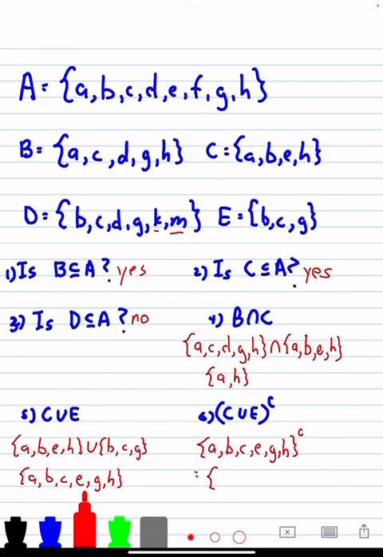So we both have A, B, and C. But going back to set A, we will have what? D. And also F.